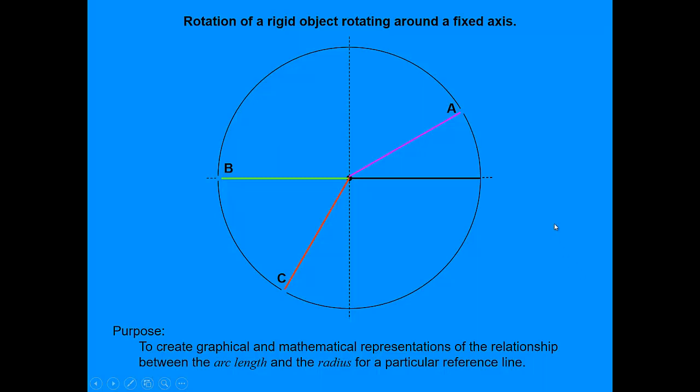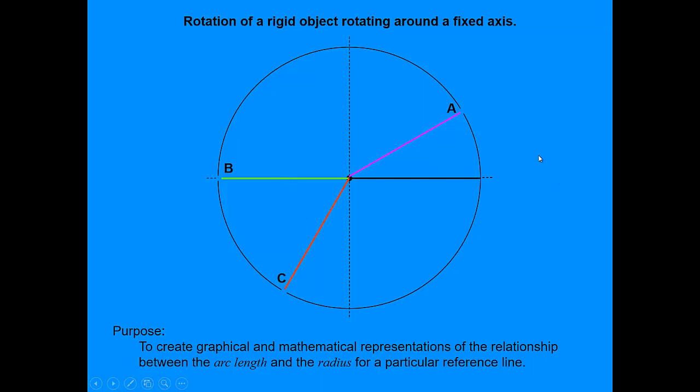You'll note that I want everything in meters. When you get done, I want you to make a single graph that has all 3 relationships shown. All 3 data tables on one graph. That's because I want you to be able to compare the relationship between the arc length and the radius for A, B, and C. It's very important in this lab.